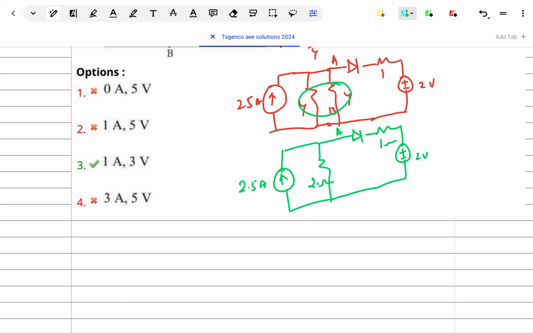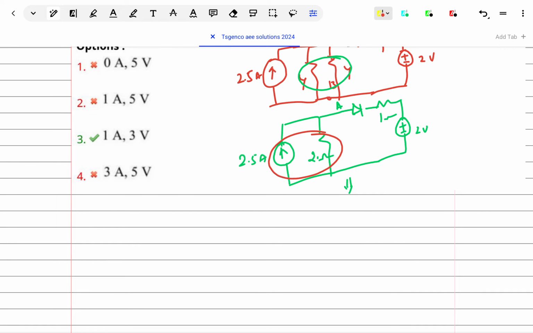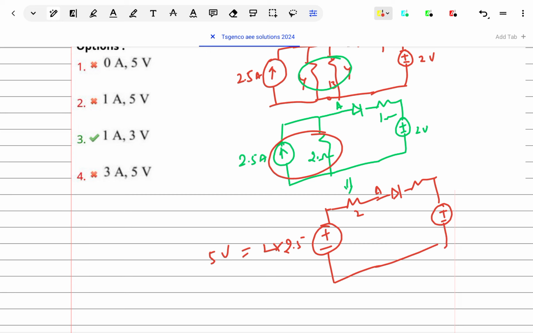Now I will remodify this network again. I will make this circuit into its equivalent voltage form. So when we multiply 2.5 into 2, it is nothing but 5 volts here. So a 5 volt source, and the resistance is in series here, 2 ohms as it is, and the point A here, and the diode and the resistor, and here we have a voltage source of 2 volts, and 1 ohm here.